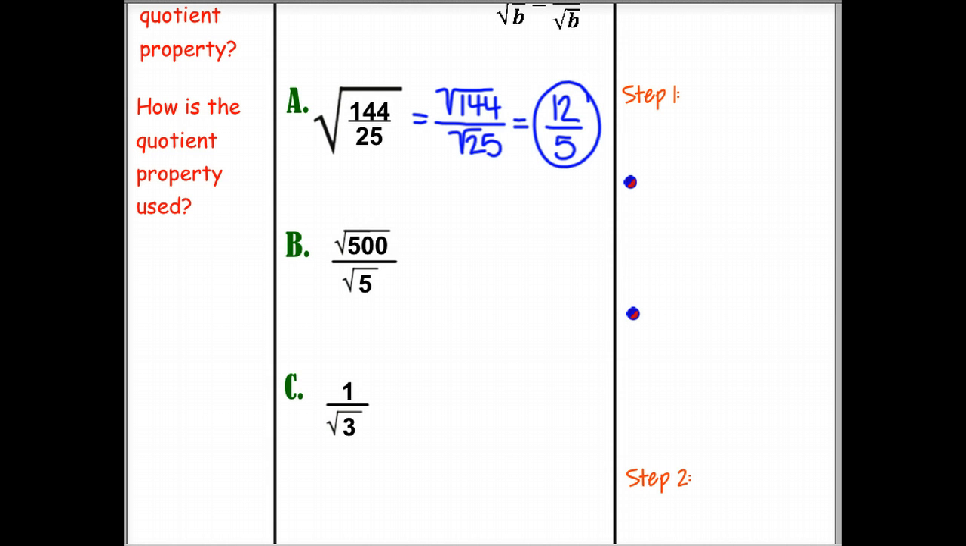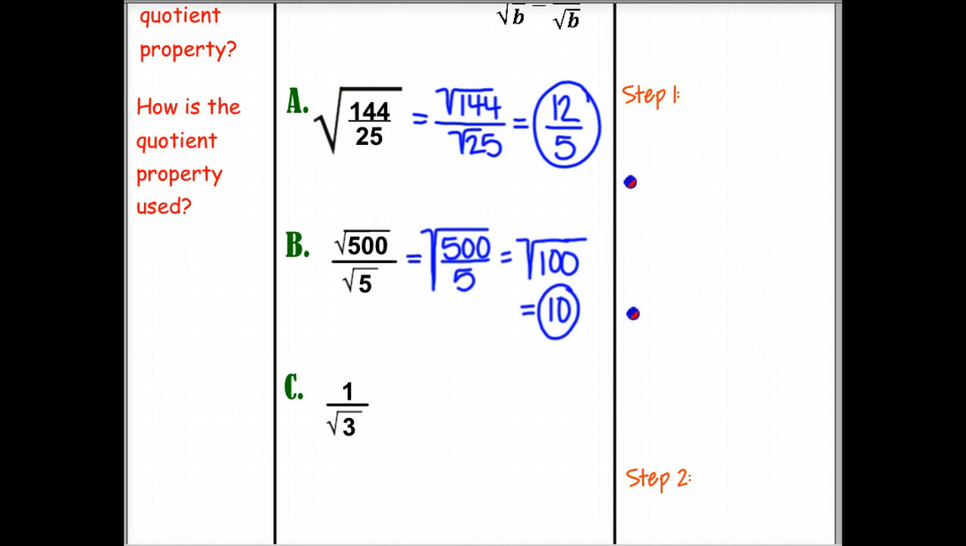Now, in the second one, we've got square root of 500 over the square root of 5. This same thing goes the other direction. If we square root both numerator and denominator, we can write that as one thing of 500 over 5. Well, 500 divided by 5 is 100, so it would be the square root of 100, which we know is 10.